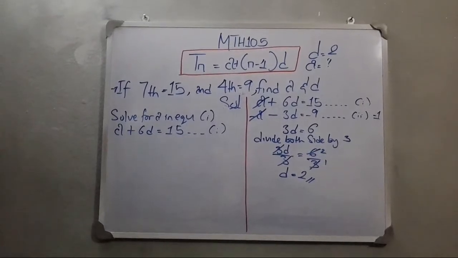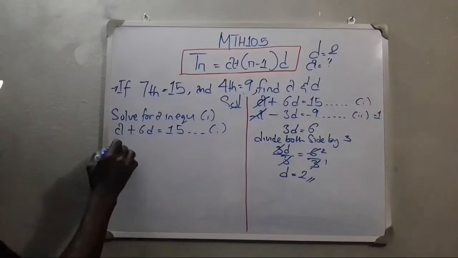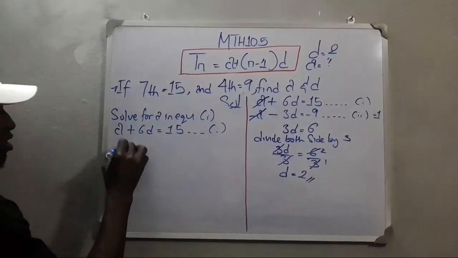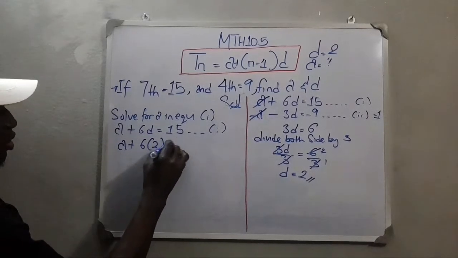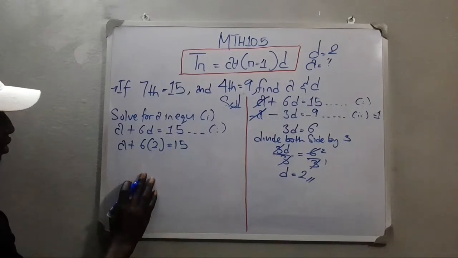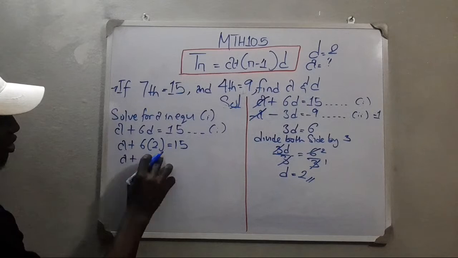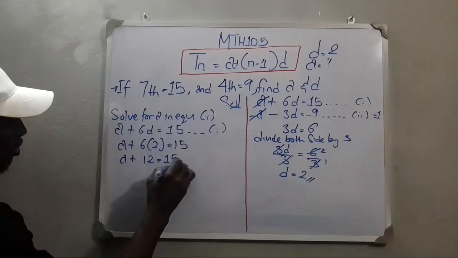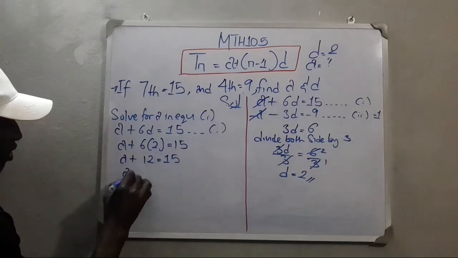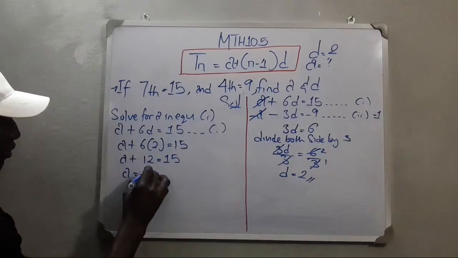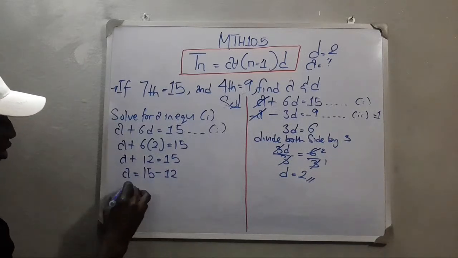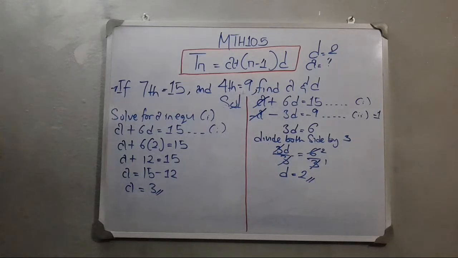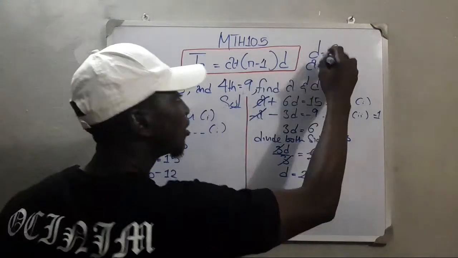Now let's solve for A in equation 1. What we're going to do is that anywhere we see D, we're going to substitute with 2. Now A plus 6 into bracket 2 equals 15. So we have A plus 6 multiplied by 2, which gives us 12, equals 15. Now A equals 15 minus 12, then A should be 3. So now our A is 3.